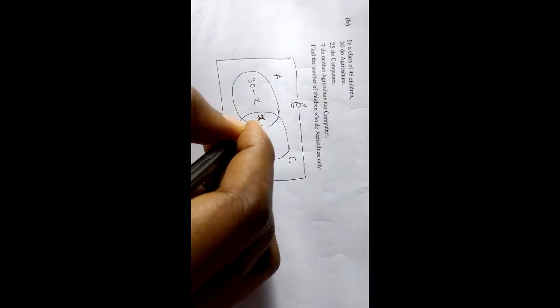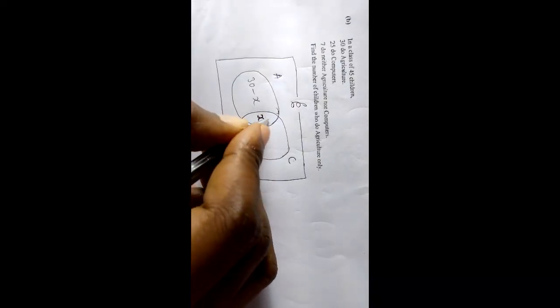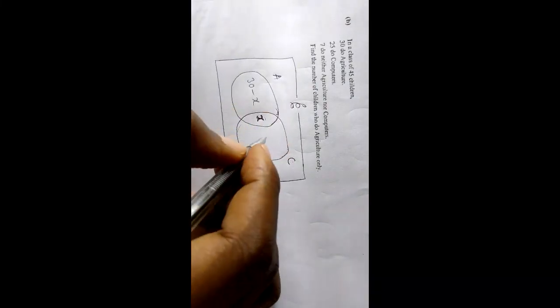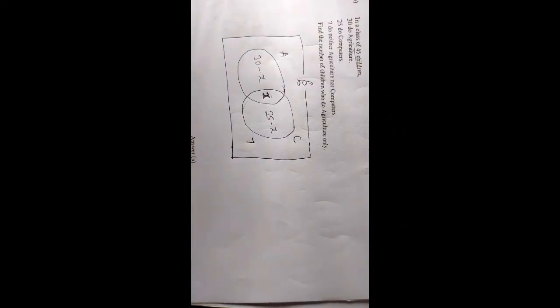And for those who do computers, the total is 25, so we're going to subtract x, because the ones who do both, which is x, are also included in this 25. So those who do computers only is 25 minus x here, and then the ones who do neither agriculture nor computers are outside here, which is the complement, and our total is 45 children. In order to find x, we are going to simply say this plus this plus this plus this gives us the total.